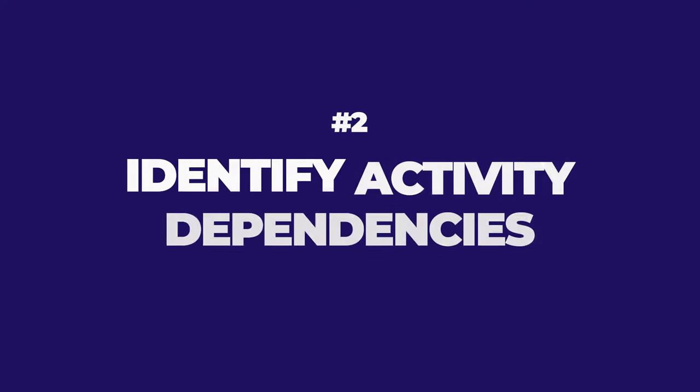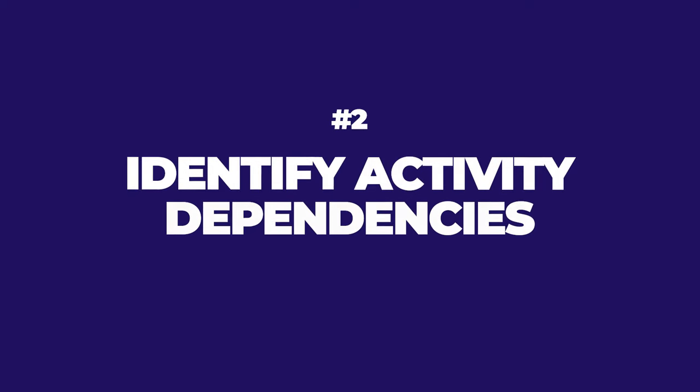Second, identify activity dependencies. This will create your activity sequence, and this is done through logic inside the softwares, or if you do it by hand, you will draw that logic, whether it is a start to start or a finish to start or a start to finish, whatever the logic tie is, that is what you're expected to use to link the activities together in a proper sequence.